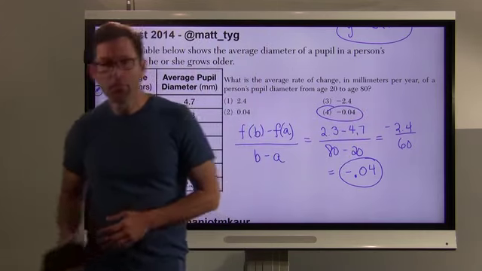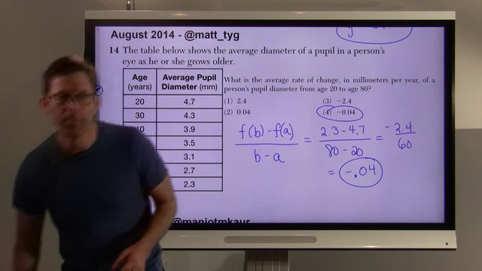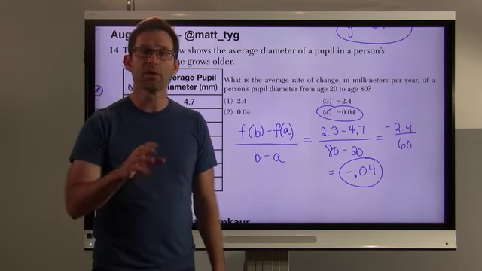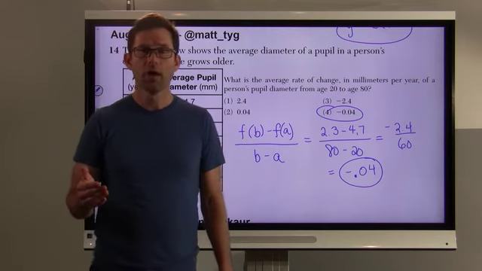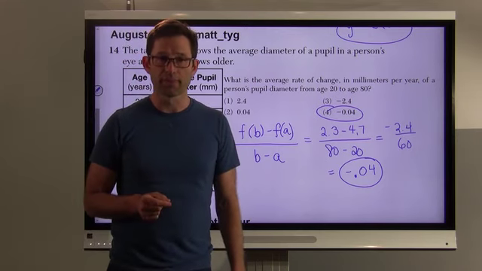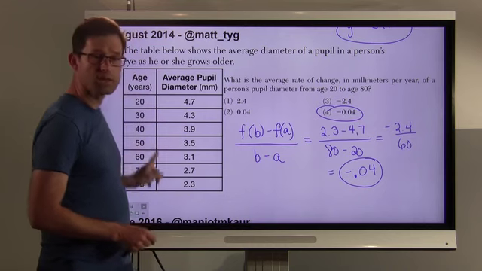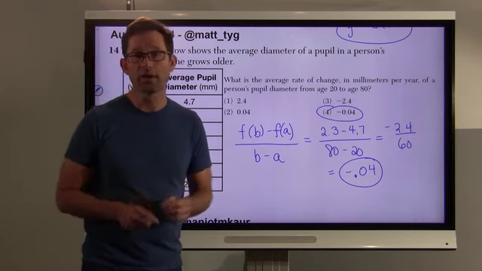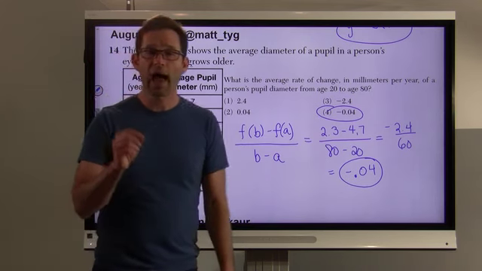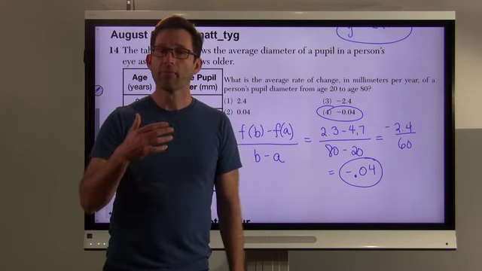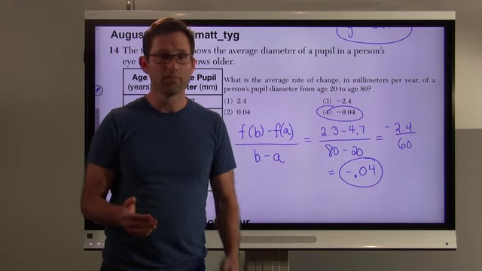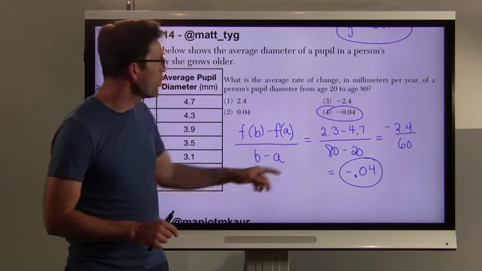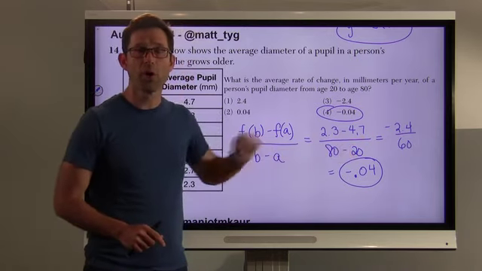Now, there's something important about this one. What's important is that rate of change tells us not only how fast something is changing, but whether it's increasing or decreasing. Clearly, as a person is getting older, their average pupil diameter is decreasing. It's going down. So that rate of change has to be negative. And I'm sure there's plenty of us, adults, kids, everybody, that still feel a little uncomfortable when you subtract a larger number from a smaller number.